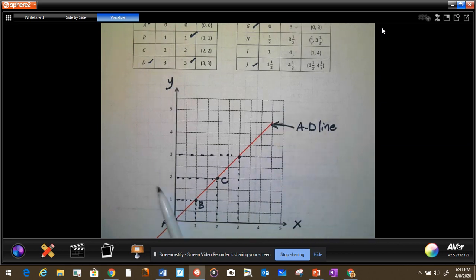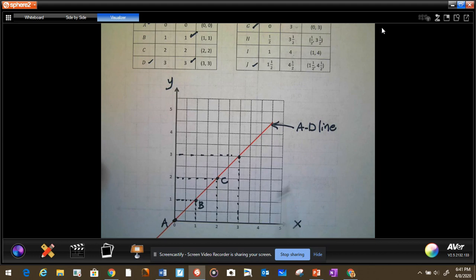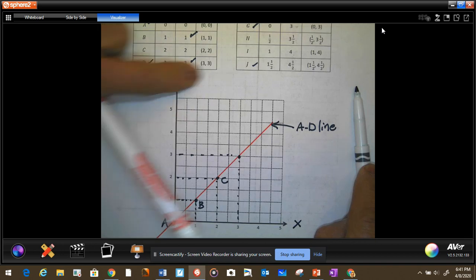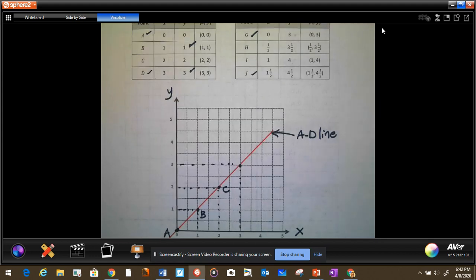Now notice that this line will continue. If x is 5, then y is going to be 5, so that's going to be another point right here. And if you had x is 10, outside the grid, then y should be 10, and they are going to be part of this line as well, even though we don't see it.